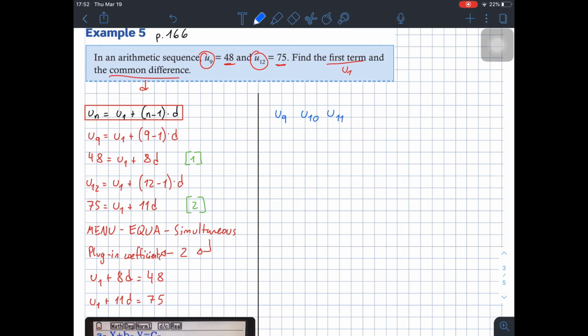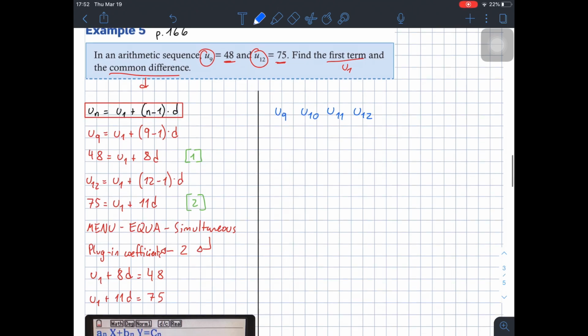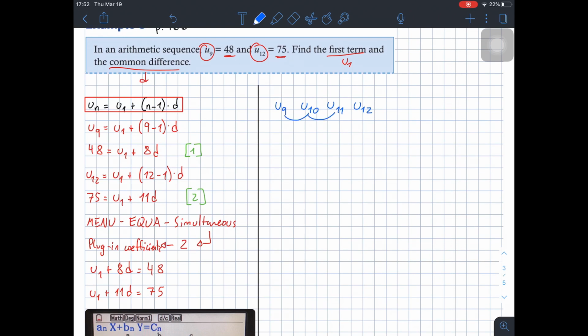You see that we're given u9 and u12. So in the arithmetic sequence, we should have this order, right? u9, u10, u11, and u12. So we know that between the terms, there is a common difference, right? Common difference, common difference, common difference. So if we subtract u12 minus u9, how many common differences do we have between this term and this term? There are 3 common differences, right?